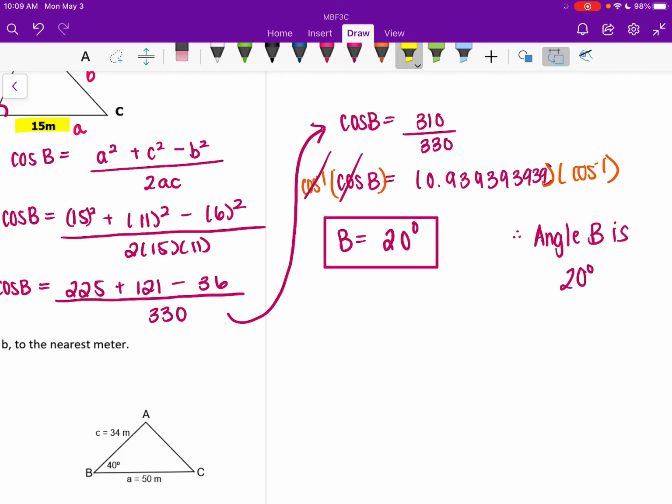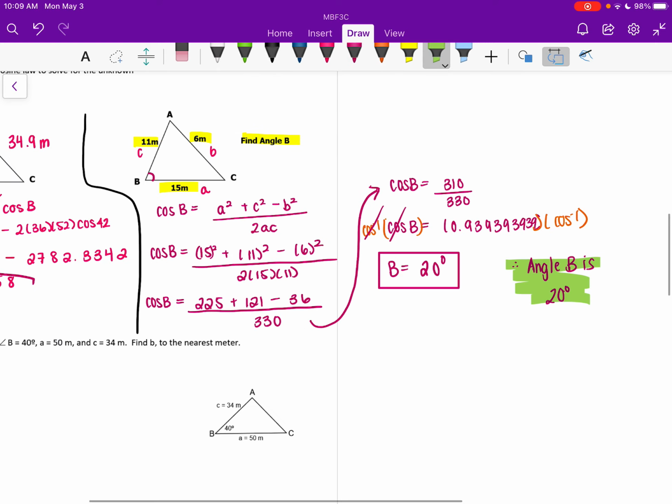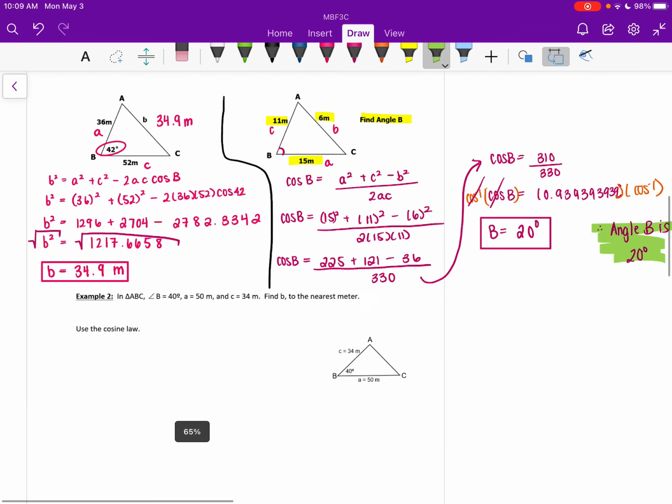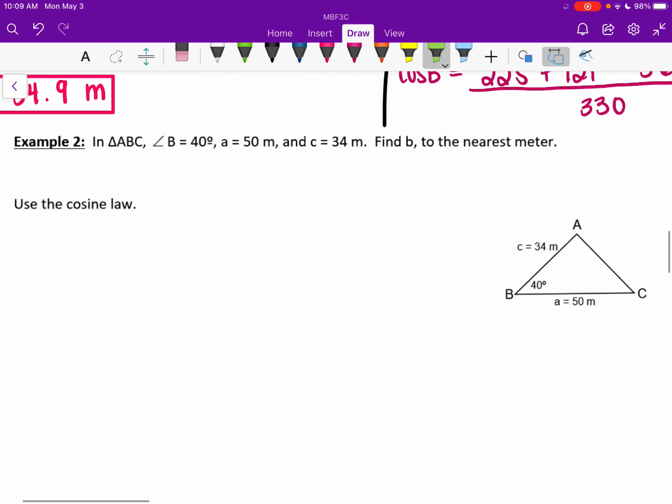So it's a little bit more complicated, I feel like, to find angles, but once you get the hang of it, it's pretty easy to do. Just the numbers are pretty big. So it says here, in triangle ABC, angle B is equal to 40, A is equal to 50, and C is equal to 34. Find B, so that's side B, to the nearest meter, right?